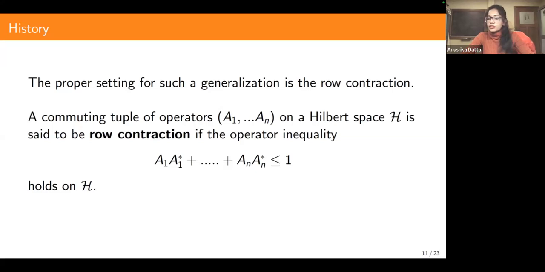Now, what's a row contraction? If you have a commuting tuple of operators A1 through AN on a Hilbert space, then it is said to be a row contraction if this operator inequality holds on the Hilbert space. This is where we replace the contraction with the row contraction of the operator tuple to get the von Neumann inequality in higher dimensional spaces.